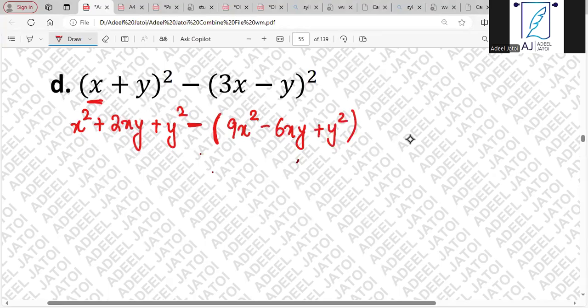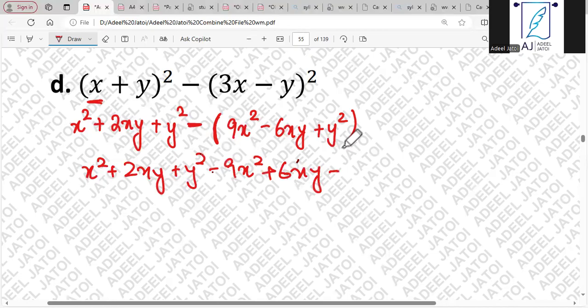Now you need to understand that this negative sign is multiplied with 9x square, then this negative is multiplied with minus 6xy, and this negative sign is also multiplied with plus y square. So that means the negative sign outside the bracket will eventually change the signs of all the values. Right? So what do we write down as x square plus 2xy plus y square minus 9x square, minus minus is plus 6xy and minus plus will be minus y square.